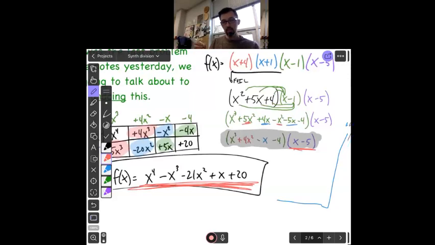Remember what division means. If I say what's 100 divided by 5, another way of saying that is 5 times what is 100, right? So if I say what's this divided by this, another way to say that is x minus 5 times what is this? Well, we know x minus 5 times this gave us that, right?